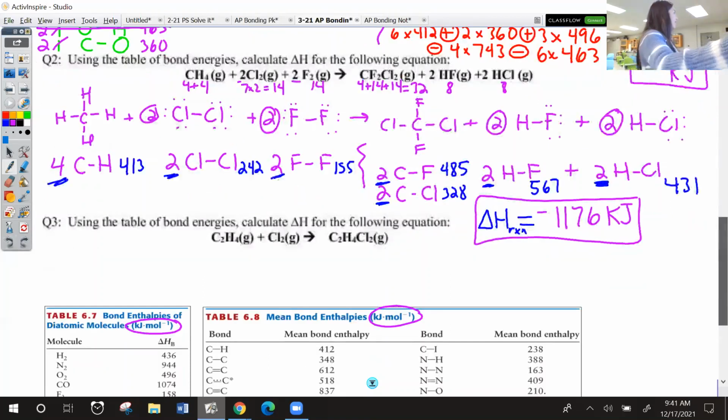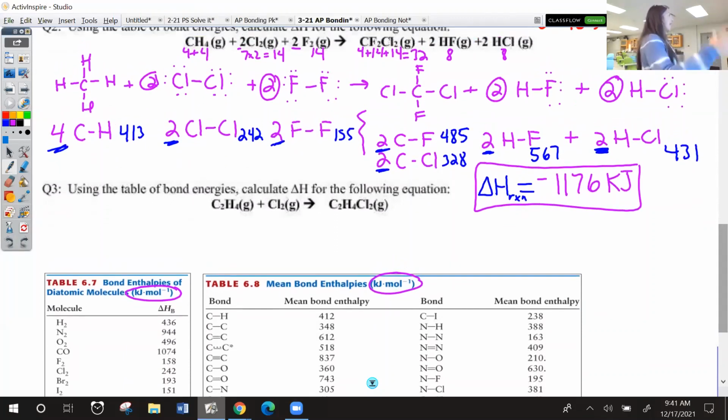Okay, and last one on here is, again, using the table, calculate delta H for the following. Okay, so I like this molecule, C2H4. Okay, so valence electrons, I've got 4 times 2, so I have 8 plus 4. So I have a total of 12. And then I have 4 times 2 is 8, plus 4, plus 14. So what do I have? 12 and 14, 26. Did I do that right? 26. I think that's right. Okay. Somebody unmute if I did that correctly.